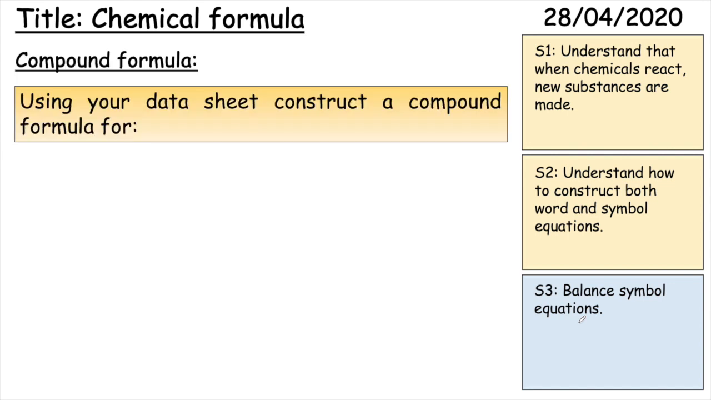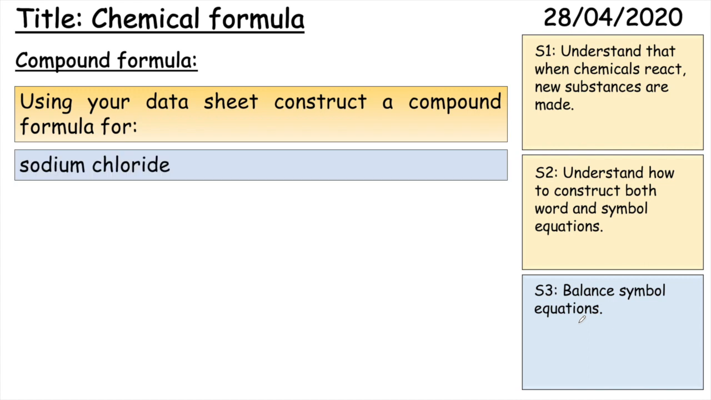Now, the next thing we're going to do is go the other way. We're going to try and construct a symbol formula from a word formula. This is slightly more tricky because obviously we're now going the other way, but if you use your data sheet, this should be fairly straightforward. So the first one is going to be fairly easy. We've looked at this quite a couple of times in this lesson already, and it's sodium chloride.